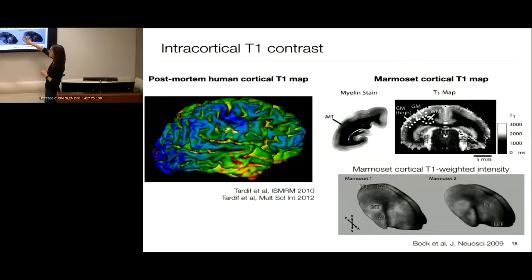And this is a T1 weighted image in this case, plotted on the cortical surface of this marmoset. And again, you see those primary areas. So V1, the primary visual cortex, MT, A1, that's primary auditory cortex, somatosensory cortex, and the frontal eye field. So areas that we know have a denser myelination than the rest.